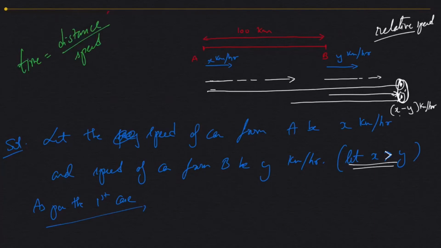Okay, x minus y means the smaller speed is subtracted from the bigger one. For example, if one car is going at 50 kilometers per hour and the other at 60 kilometers per hour, it is 60 minus 50. So at that point the relative speed for both of you is 10 kilometers per hour. For you also, you're moving at 10 kilometers per hour.